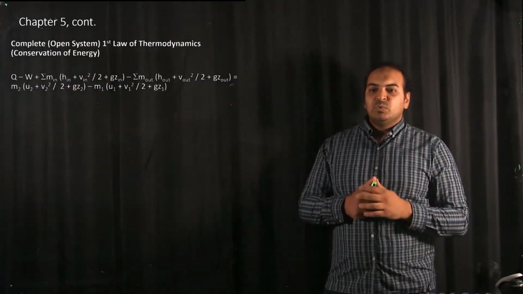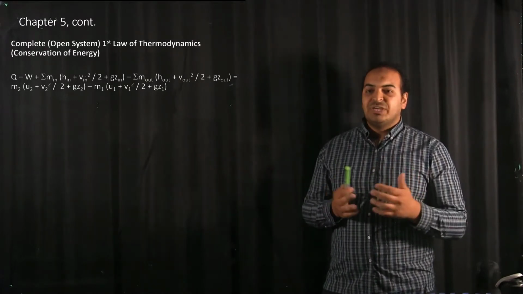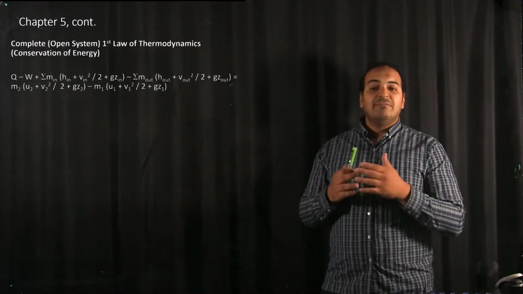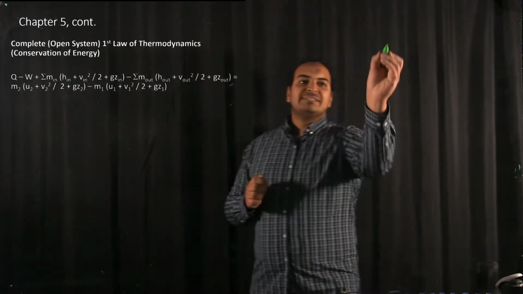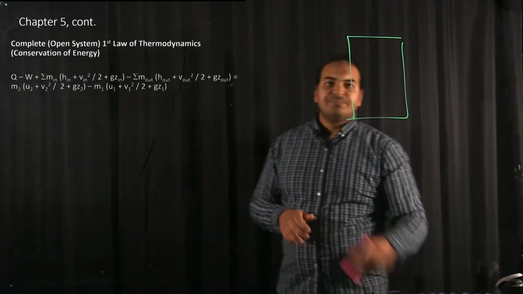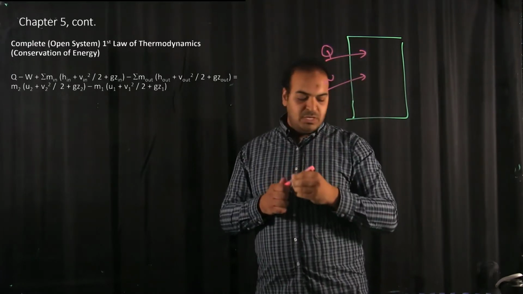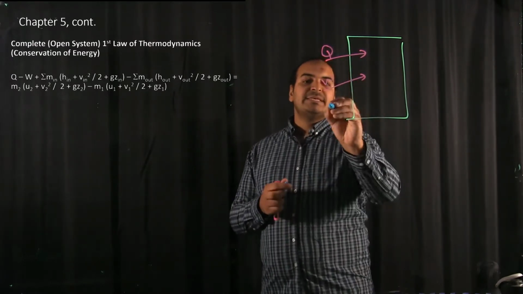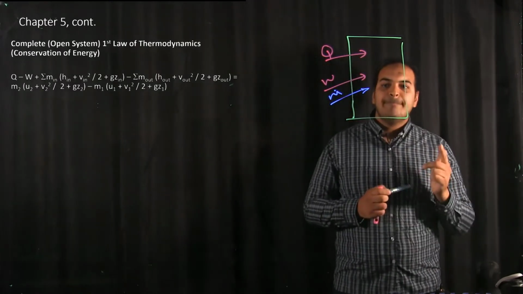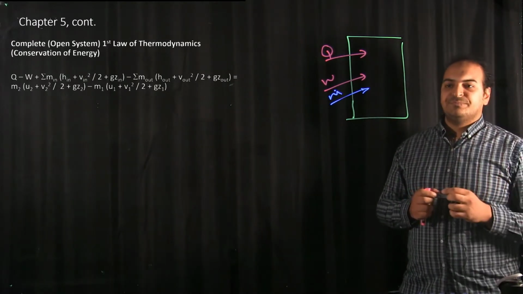In section 5.2, we talk about the first law of thermodynamics for open system, conservation of energy. Energy can be neither created nor destroyed, but transformed from one form to another. We have many forms of energies. So if you have a system, you can have heat. You can have work. You can have mass flow rate. These are the ways that we change the energy of the system: heat, work, mass flow rate. Flow coming with energy or flow leaving with energy.